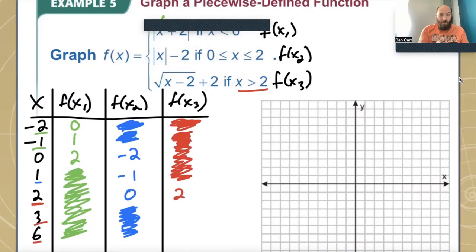You'll see I picked 6 because it makes a nice perfect square here. 3 minus 2 is 1. Square root of that is 1. 1 plus 2 is 3. 6 minus 2 is 4. Square root of that is 2. 2 plus 2 is 4.